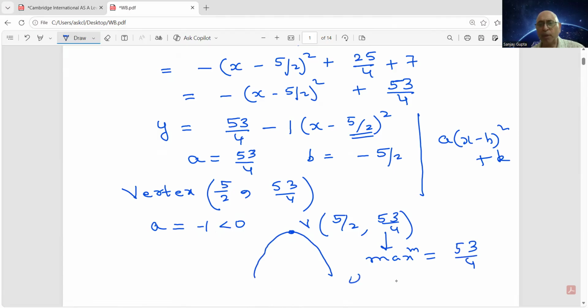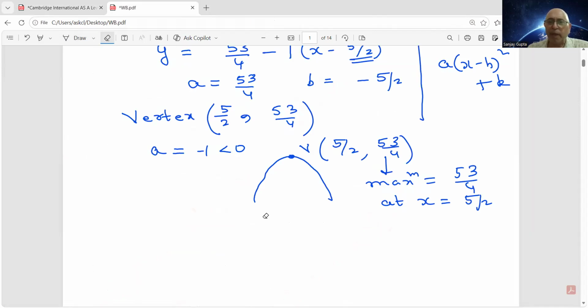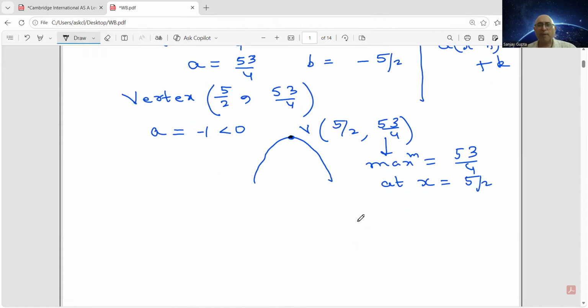And it happens at x equal to 5 by 2. That's the idea that we have covered in the first two lectures. Find the coordinates of the turning point, stating whether it's a maximum or a minimum point. So it's a maximum point. The x coordinate of the maximum point is 5 by 2, and the maximum value of the function is 53 by 4. And just to show you how the parabola will look, it's going to be like this.